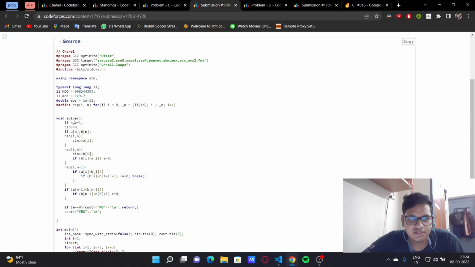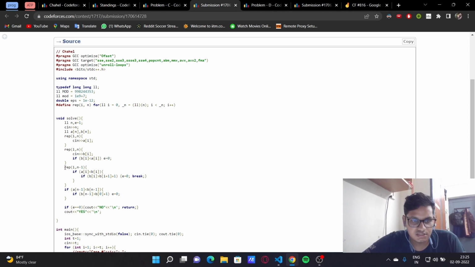First I've taken the input n, and I've created a variable e. So e equal to 1 means that we can make array b from a, and e equal to 0 will mean that we cannot make array b from array a. Then we take array a and array b as inputs, and we are checking the first condition that you mentioned, that bi is less than ai. If that ever happens, we'll put e equal to 0, and e equal to 0 means that we'll output no.